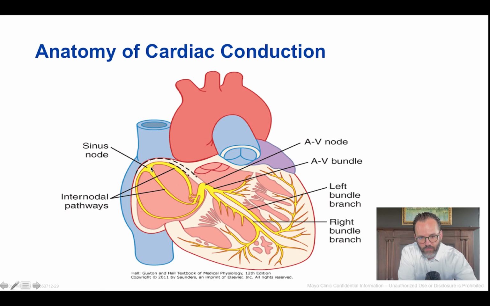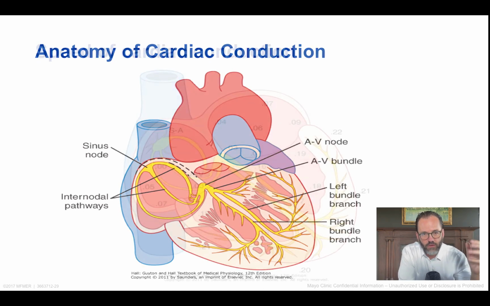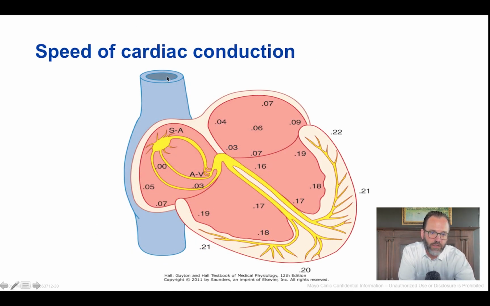This rhythmically paces, which we'll talk about in much more detail later, and those signals are conducted through internodal pathways within the atria to reach the atrioventricular node, which subsequently transmits those signals to the atrioventricular bundle. That goes down these bundle branches, which split for both the right and left ventricles, and then spread out into the Purkinje fibers, which allow for the rapid conduction of electrical signals into the ventricular tissue and allow for coordinated contraction.